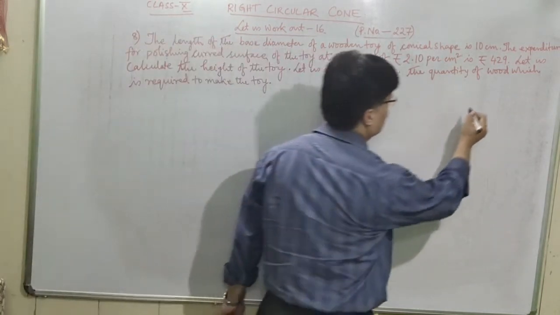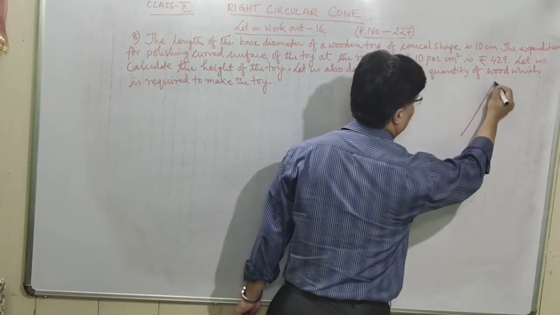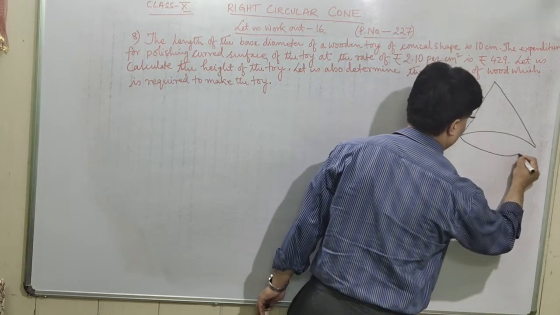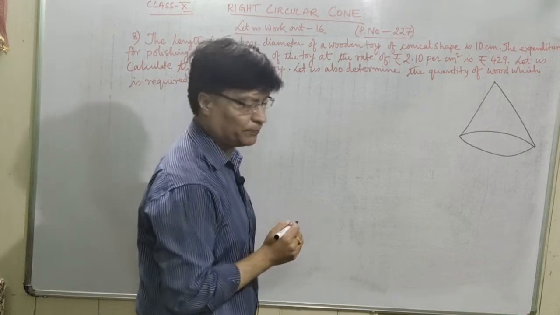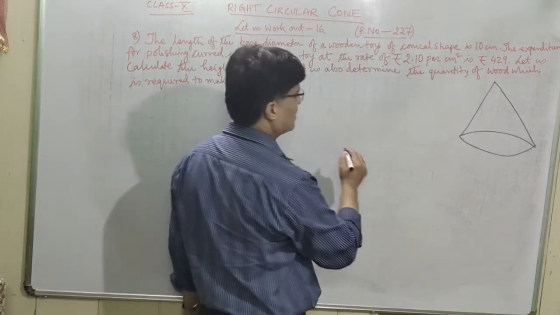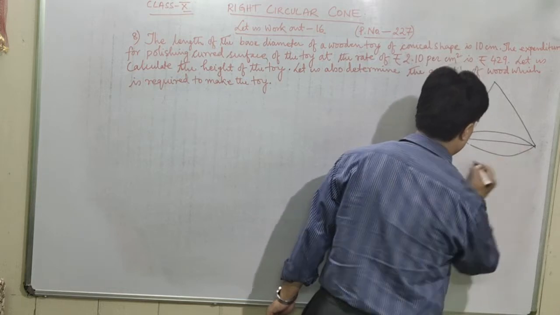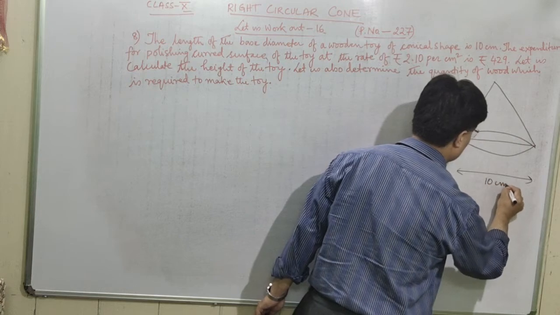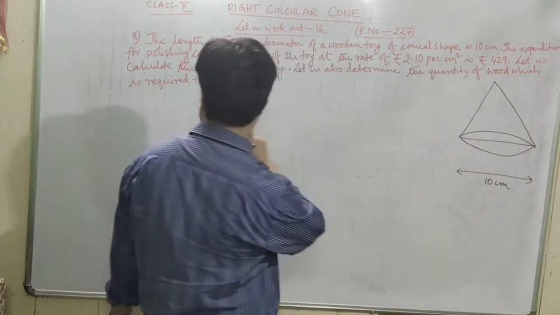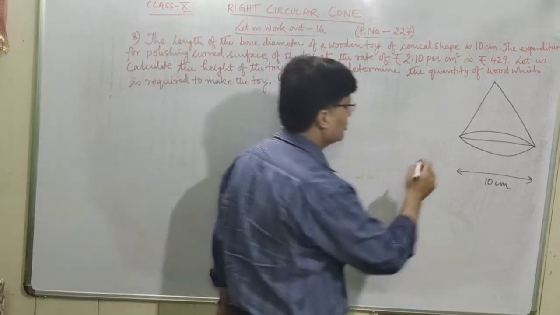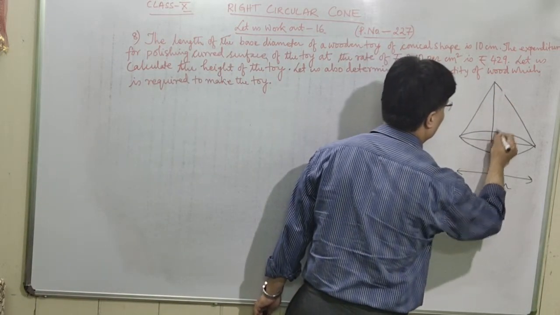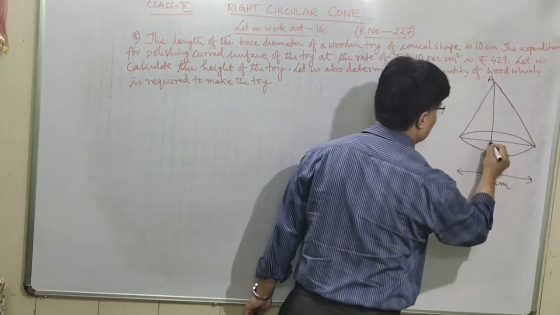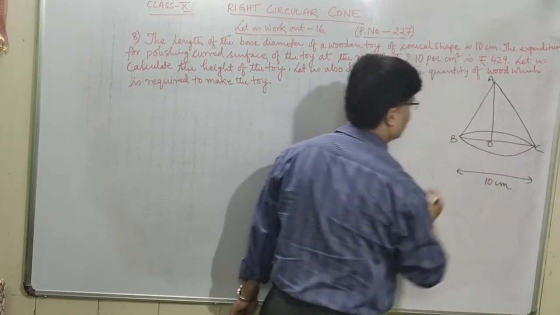So let us draw the figure out here. So this is a conical toy. So this is your conical toy. Okay. So now here the base diameter is given. So this is the base diameter. So what is the base diameter here? It is 10 centimeter. So in this case, let us calculate the height of the toy. You have to calculate this height of the toy. So this is A, this is O, and this is your BC, right?